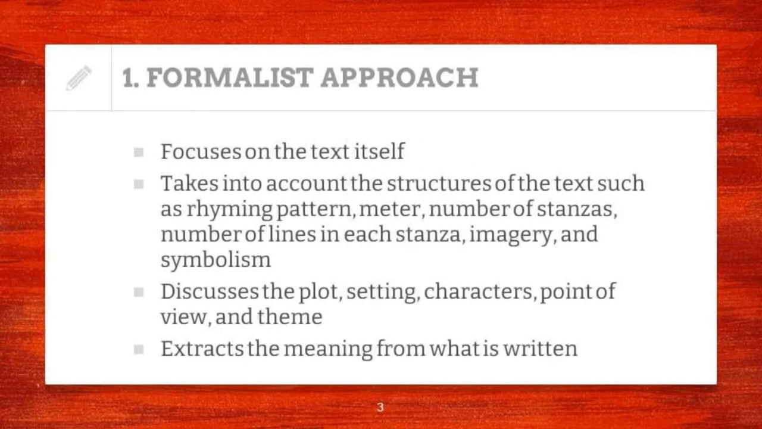Number 1. Formalist approach. This approach focuses on the text itself. This takes into account the structures of the text, such as rhyming pattern, meter, number of stanzas, number of lines in each stanza, imagery, and symbolism. This discusses the plot, setting, characters, point of view, and theme. This extracts the meaning from what is written.